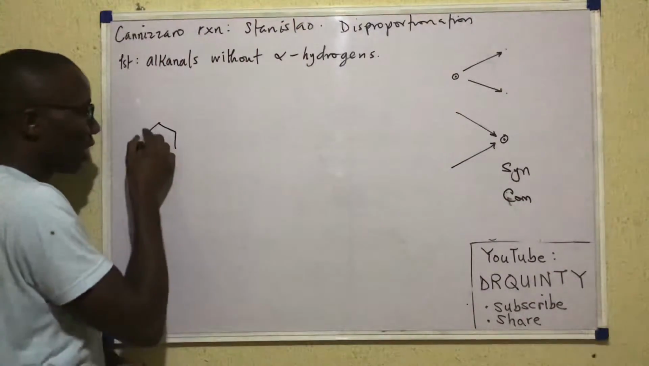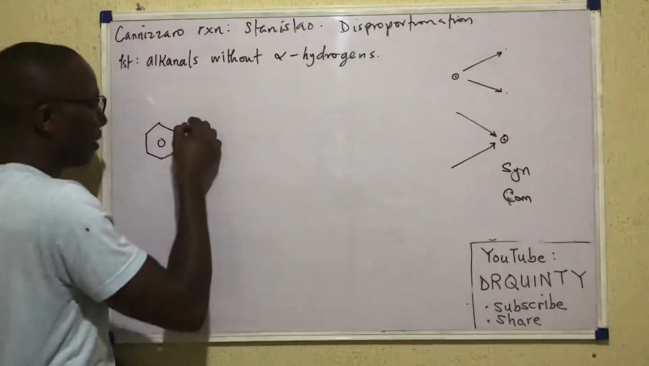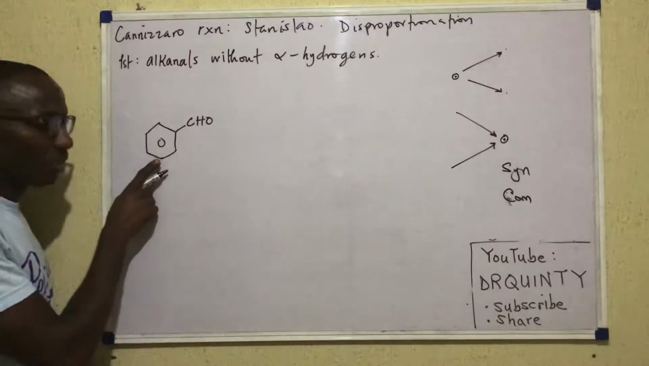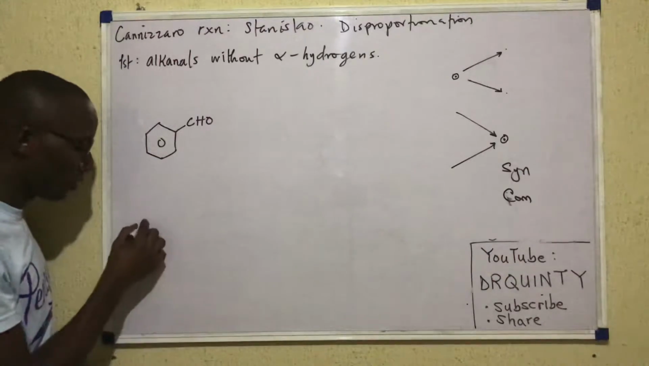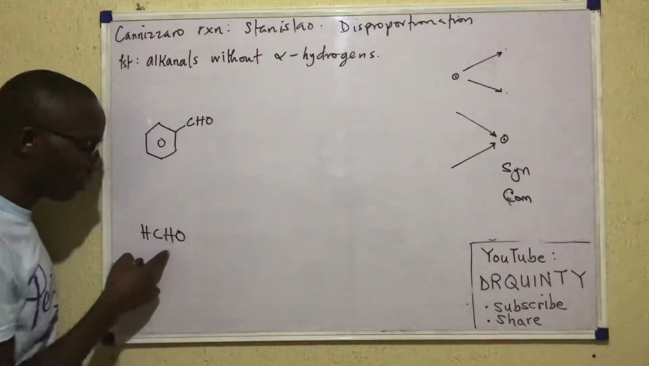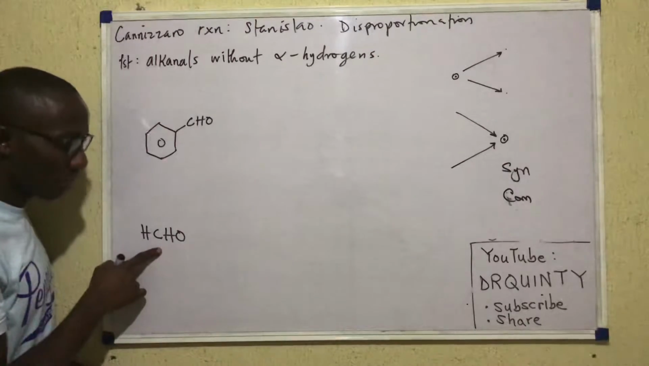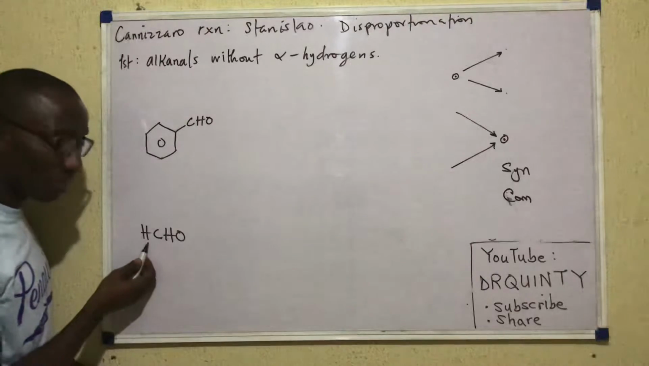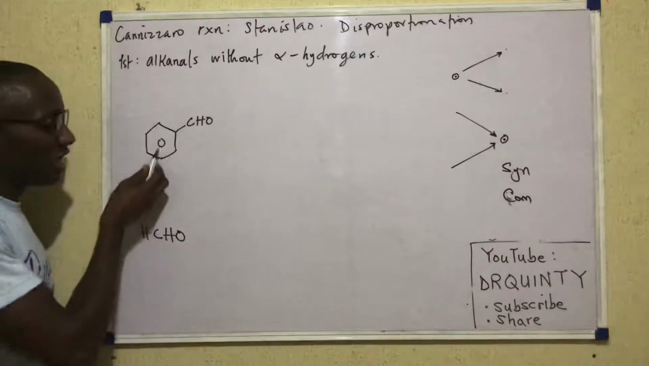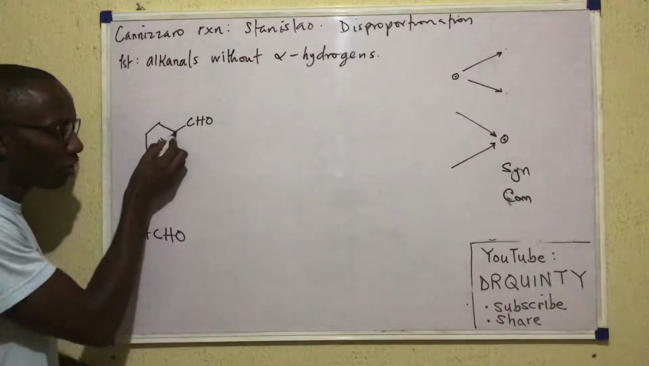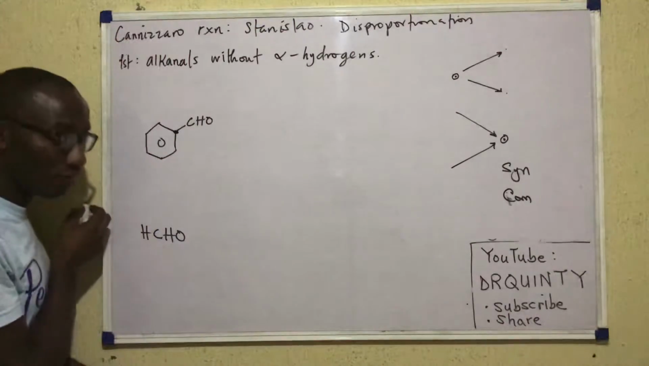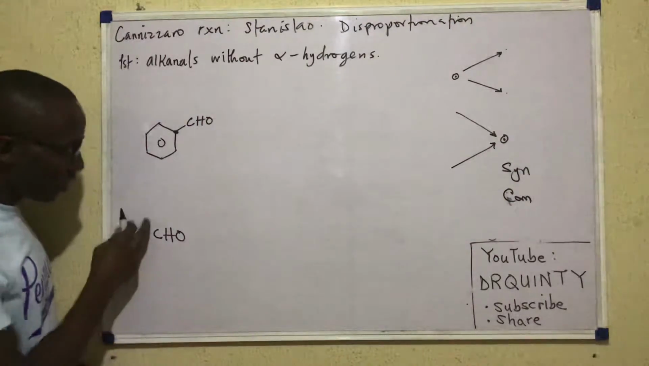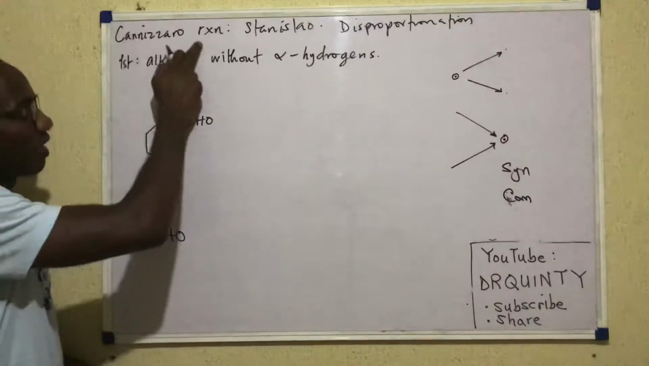Say this one. This is benzaldehyde. Now this benzaldehyde is one example. Another one is this one we wrote before. This is methanal. So methanal and benzaldehyde do not have alpha hydrogens. In this case, there's no alpha carbon at all. In that case, there's an alpha carbon, which is here where I'm putting the dots now. That's the alpha carbon. But that alpha carbon has no hydrogens. So these two are qualified for the Cannizzaro reaction.